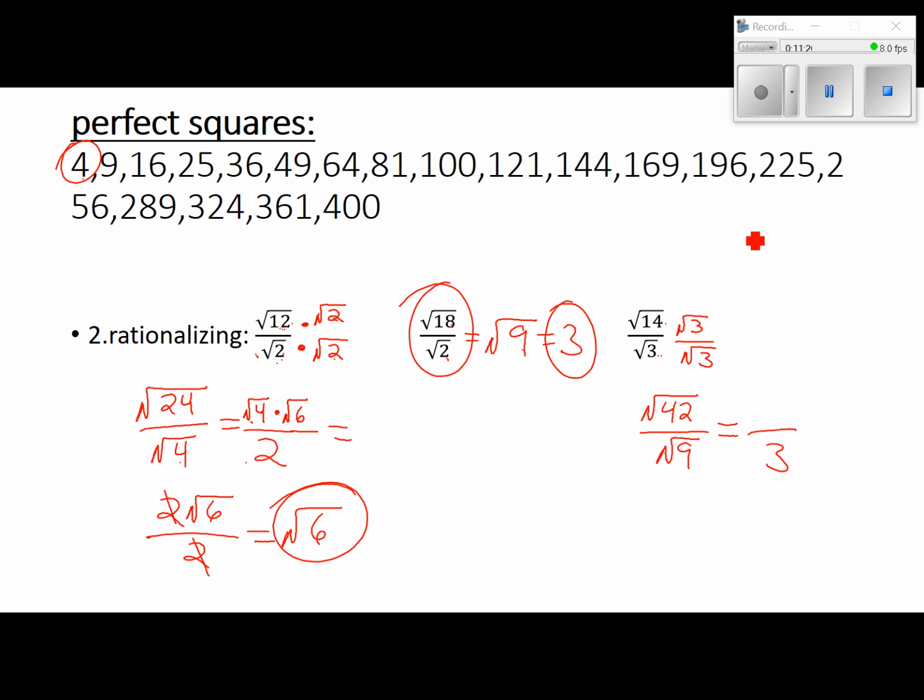On top, square root of 42. If we look up through here and try to figure out a perfect square number that'll divide evenly into 42, 4 won't, 9 won't, 16 won't, 25 won't, 36 won't, 49's too big, and everything else is going to be too big. So the square root of 42 won't simplify any. So our final answer is just square root of 42 divided by 3. That's in simplest form. Again, a lot of books now, if they had this, would just leave it that way and not rationalize it.